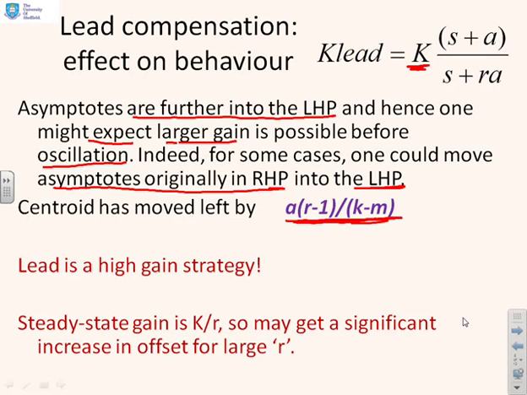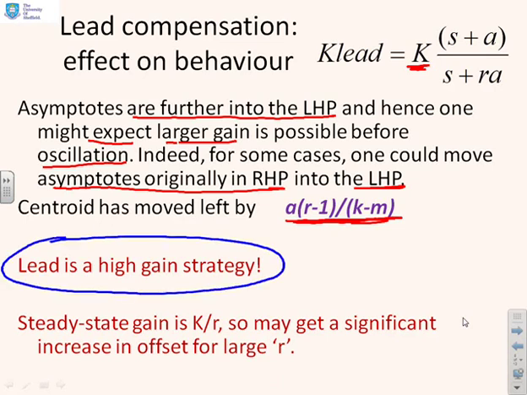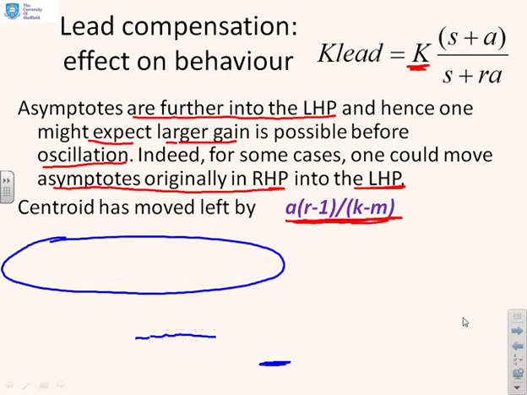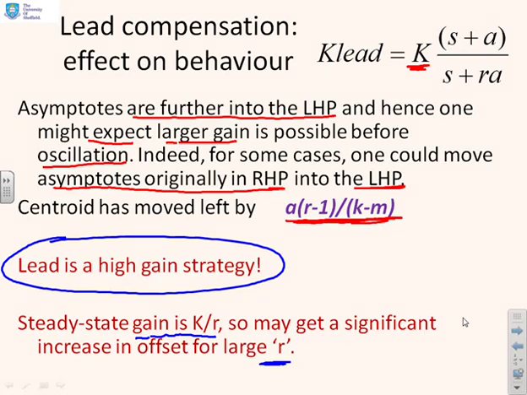Now, what are the consequences of all this? Lead is a high gain strategy, because by moving the asymptotes to the left, I'm enabling myself to use a larger K. But there is a downside. The steady state gain of this compensator is K over R. And so if R is large, we may find that steady state gain has got much smaller, and therefore we have bigger offsets.